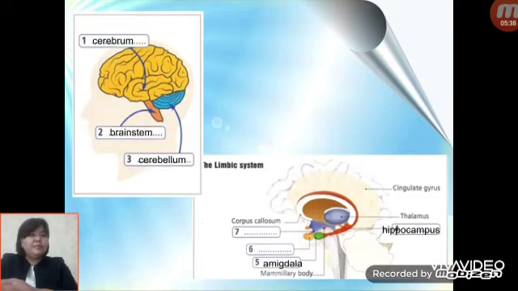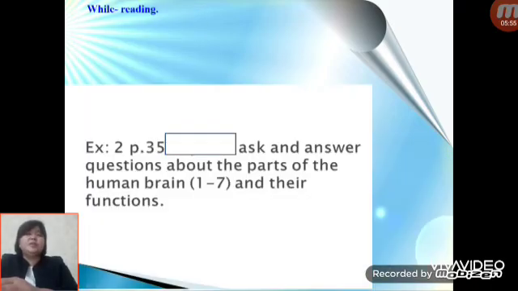5, yes, amygdala. 6, okay, you are right, pituitary gland. 7 is, yes, hypothalamus. Okay, so we labeled the pictures.